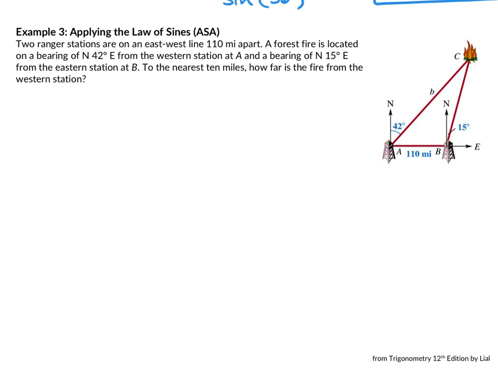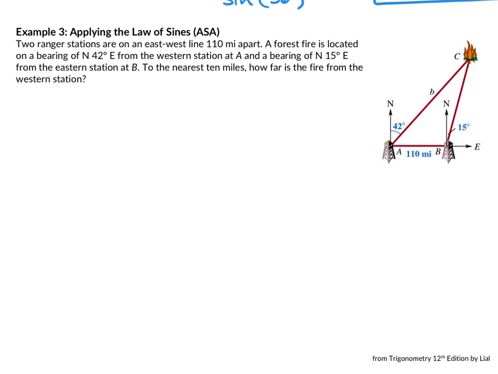So if you were having to draw this image yourself, it would look like this. This is an east-west line, so a horizontal line, 110 miles apart. A forest fire is located on a bearing of north 42 degrees east from A. So here's north. We're going 42 degrees to the east of that. There's the fire. And a bearing of north 15 degrees east. So here's north, 15 degrees more east from the eastern station B. To the nearest 10 miles, how far is the fire from the western station?